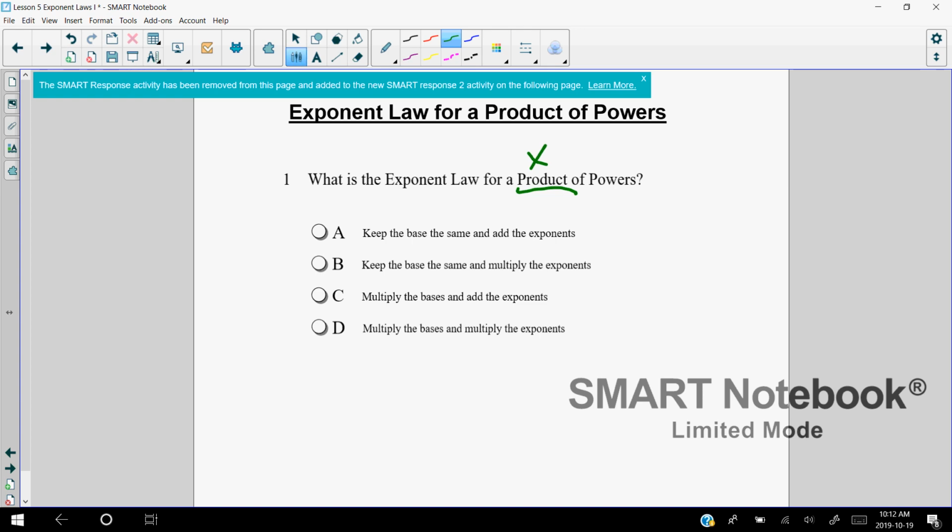Keep the base the same and add the exponents, keep the base the same and multiply the exponents, keep the base the same and add the exponents, or multiply the bases and multiply the exponents. So you can see in every example, the base stayed the same. So right away I can cross off C and D, and then we added the exponents. So the correct answer here is A. Please write down this law in your notes.